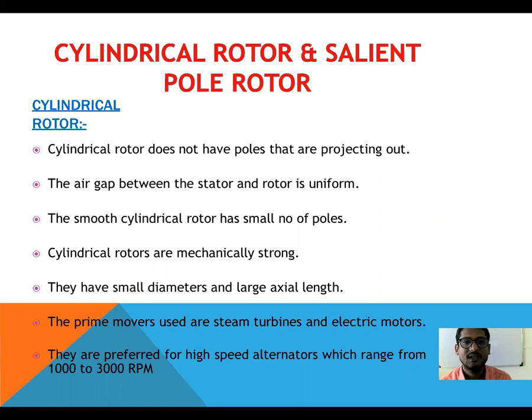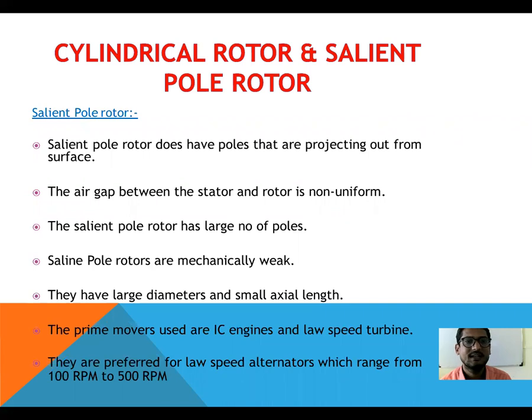The smooth cylindrical rotor has a small number of poles, and cylindrical rotors are mechanically strong. This type of rotor is mechanically strong compared to the salient pole type of rotor, because the pole shoe of the pole is outside of the body. In the case of a cylindrical type of rotor, the whole body is like a cylinder in nature. They have small diameter and large axial length. The prime movers used are steam turbines and electric motors. They are preferred for high-speed alternators, which range from 1000 to 3000 RPM.